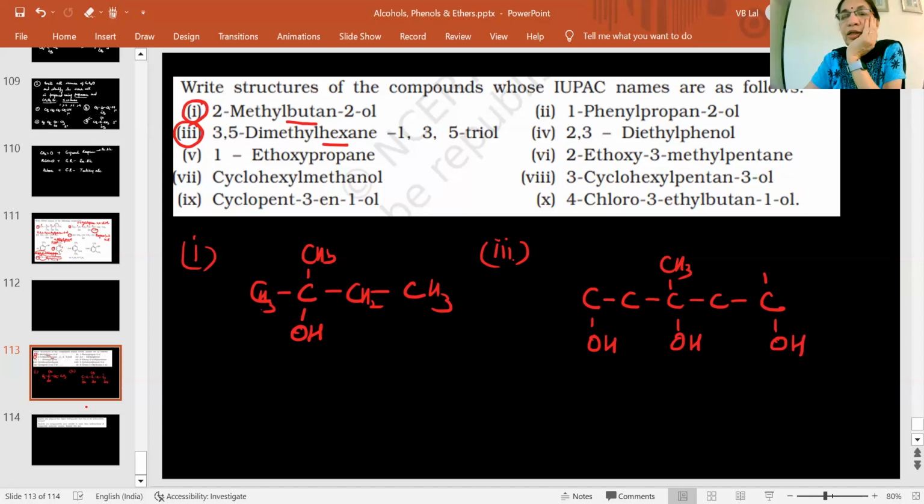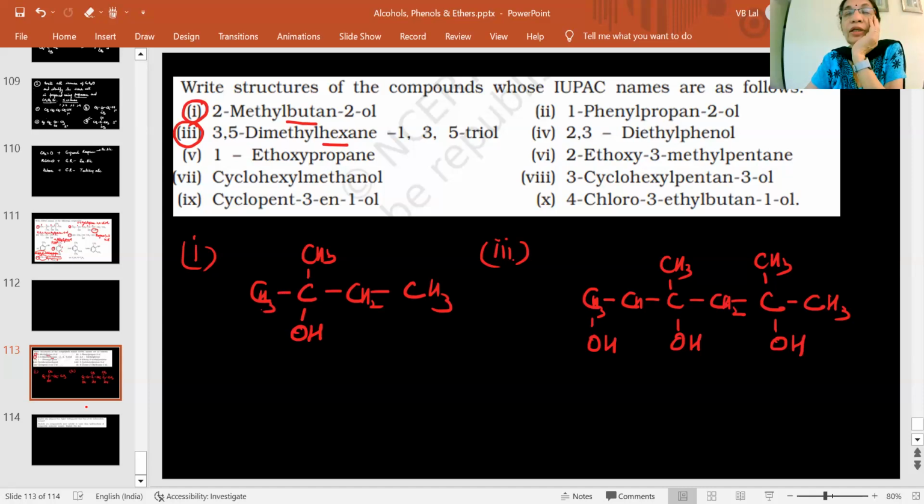There is a mistake in this name. You can't have a methyl branch on a hexane. So 6 carbon atoms, hexane, and here methyl. So this is the structure of 3,5 dimethyl hexane.